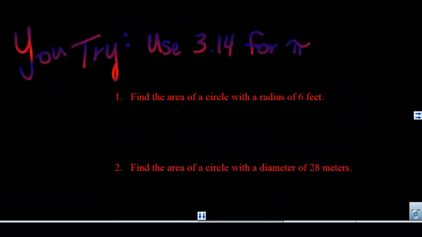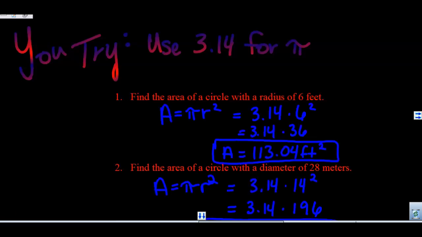Let's have you try some. Go ahead and try these two problems. Pause the video, try them out, and I'll be back with the answers. Now that you've tried it, here are the answers. For the first one, substituting it in was easy. The radius was already given to you, so we just took pi times 6 squared. 6 squared was 36, so 36 times 3.14 is 113.04. Feet squared was our label. Make sure you have that label on there.